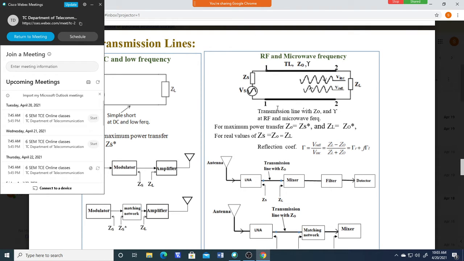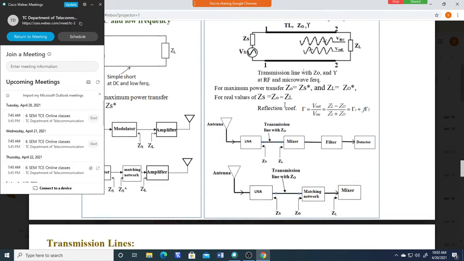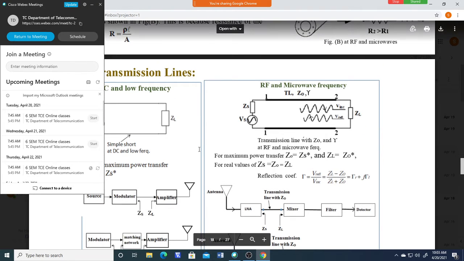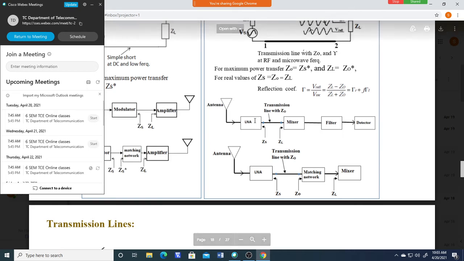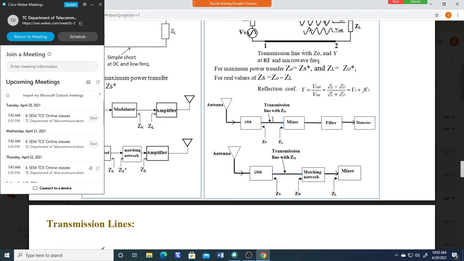If you want to transfer maximum power from one point to another point within our network or circuit, it may be like this or anything like that. So this is a receiver. In the receiver there are many connections, from one device to another device, or from one circuit to another circuit. So there is an interconnect here. This interconnect doesn't simply behave like a simple short. We have to treat it as a transmission line.